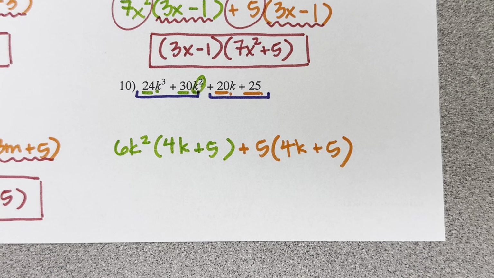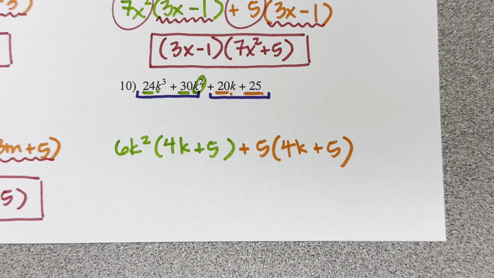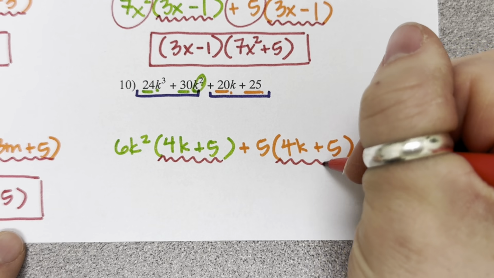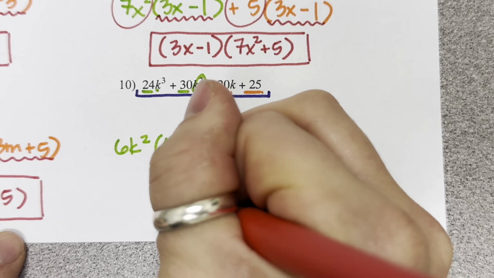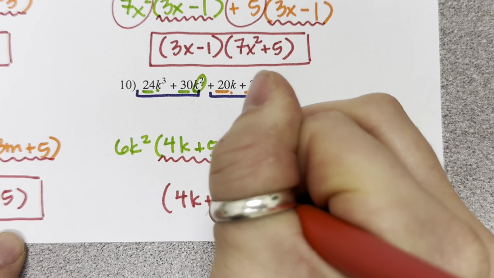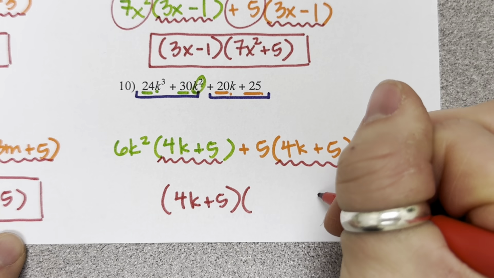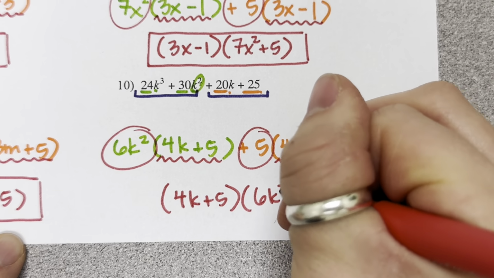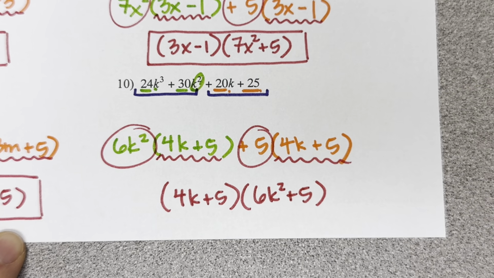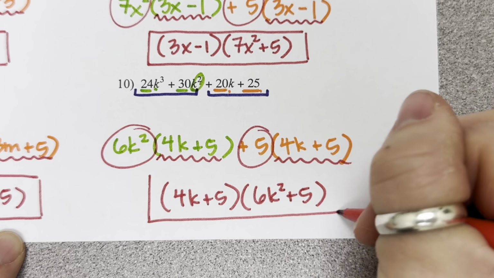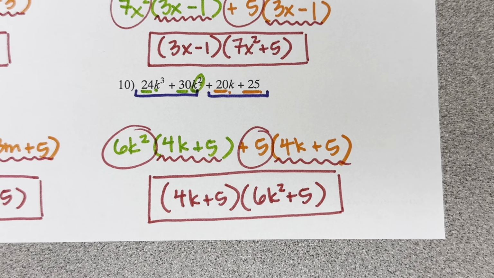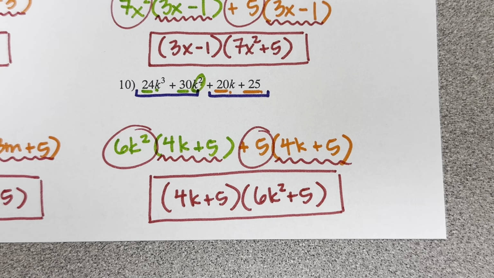Okay, and we're not done all the way, but again, we do see that two of our pieces are exactly the same, 4k plus 5 and 4k plus 5. That becomes our first term. Our second term is what's left. And now we are fully factored. And there you go, factoring by grouping.